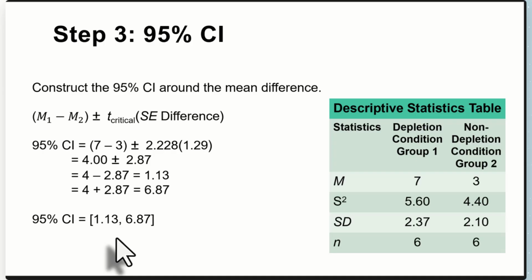And so that's where we are currently. We can say at this point, looking at this confidence interval, 0 is not included in this range of values, which is what we would expect since we rejected the null hypothesis.